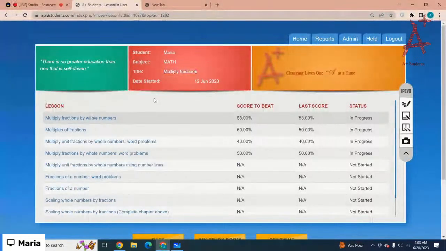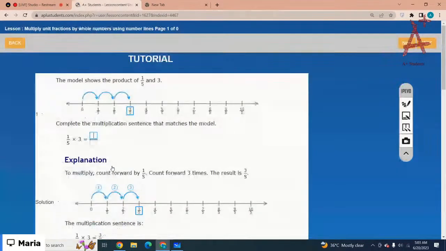Okay, here I'm on the chapter multiply fractions. Here is the lesson we're going to start with: multiply unit fractions by whole numbers using number line. So now we're going to learn how we multiply the whole numbers and the fractions using a number line. Got it? Let's just look at the first example. The model shows the product of 1 by 5 and 3. Complete the multiplication sentence that matches the model.